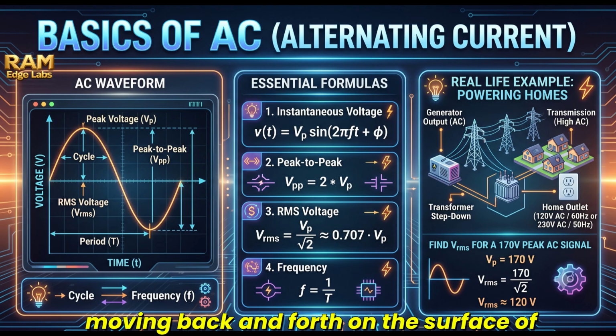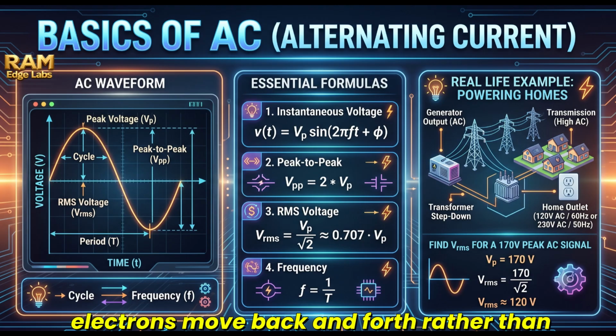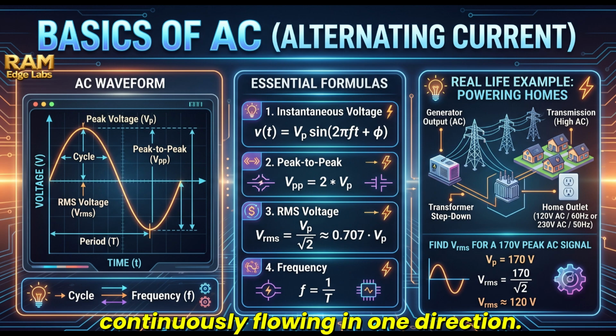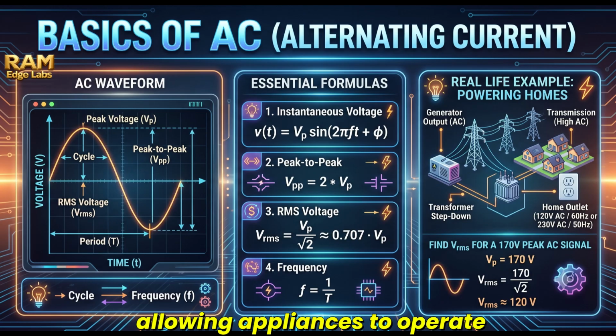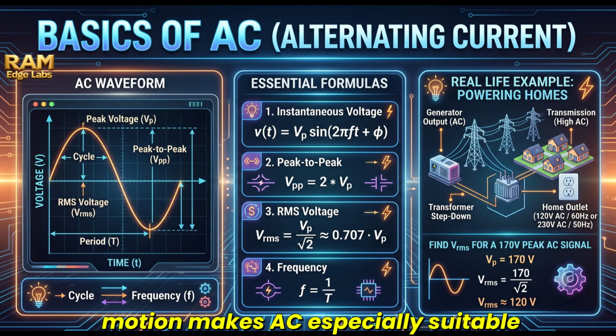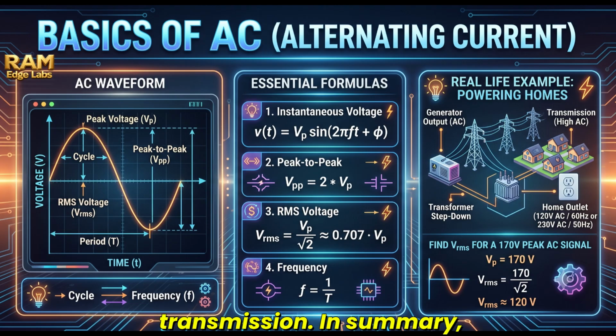Imagine water moving back and forth on the surface of the sea. The water does not travel in only one direction, instead, it rises and falls repeatedly. Similarly, in an AC circuit, electrons move back and forth rather than continuously flowing in one direction. The electrical energy is transferred through this alternating movement, allowing appliances to operate efficiently. This back and forth motion makes AC especially suitable for power generation and long-distance transmission.